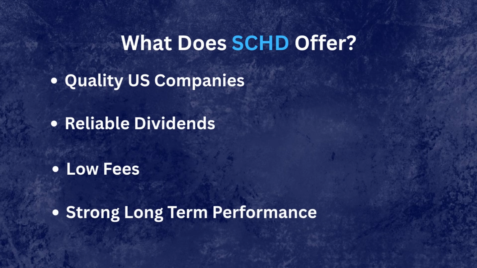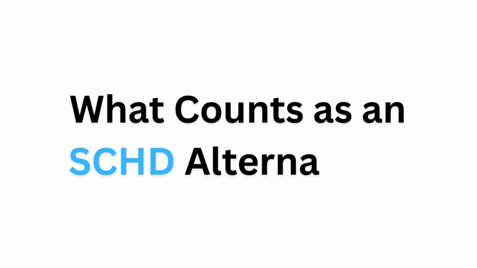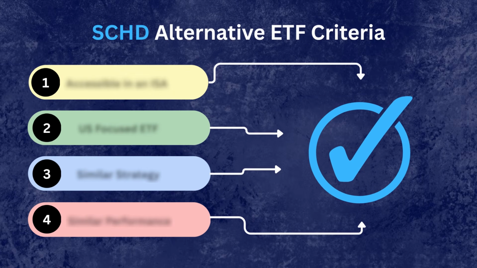So before we start throwing out alternatives, we need to define something really important. What actually counts as an SCHD alternative? Because if we don't set clear criteria, you could end up with completely different types of funds being compared. For this video, I'm going to define an alternative using 4 key criteria, and they're ranked in order of importance. First, it has to be accessible inside a UK stocks and shares ISA. This is non-negotiable.